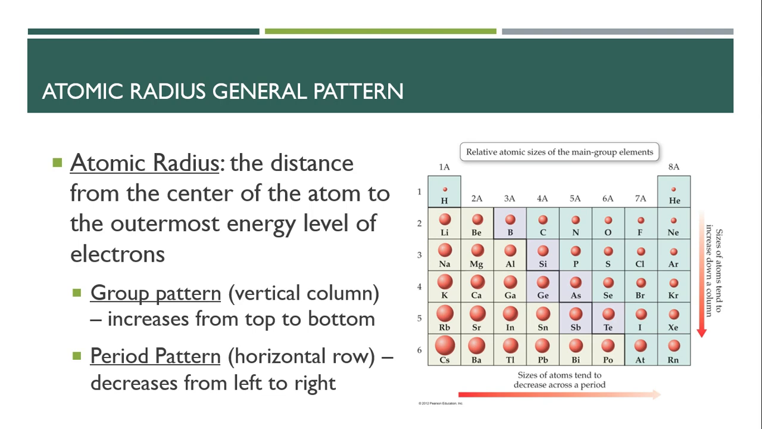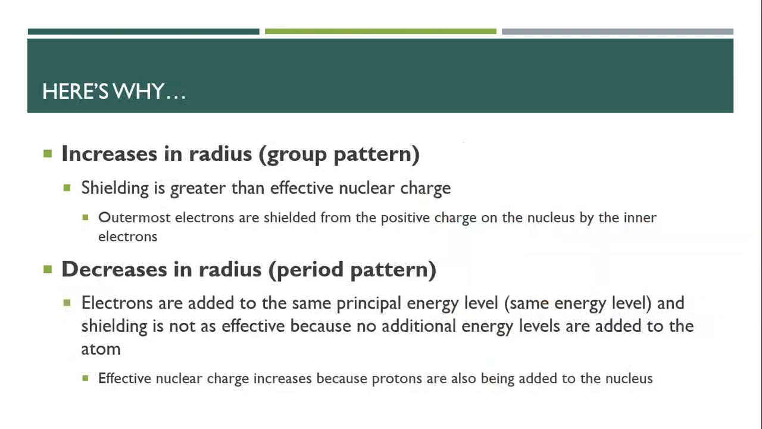So going top to bottom on a column, they're going to get bigger. Going from left to right on a period, they're going to get smaller. And the reasons for that are those same 2 patterns. If I look at it from a group standpoint, as I increase the radius, meaning going down the periodic table, it is because the shielding is greater. There are more shells. The more shells, the further away they are from the nucleus, so you have a greater atomic radius. And as you go across, that's a decrease in the radius.